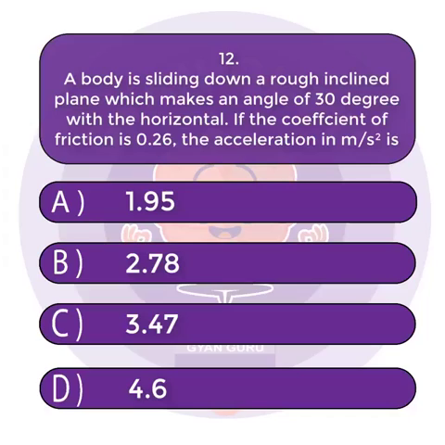Question 12. A body is sliding down a rough inclined plane which makes an angle of 30 degrees with the horizontal. If the coefficient of friction is 0.26, the acceleration in m/s² is: A. 1.95, B. 2.78, C. 3.47, D. 4.6.